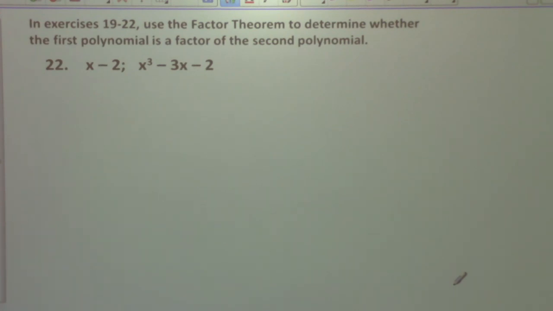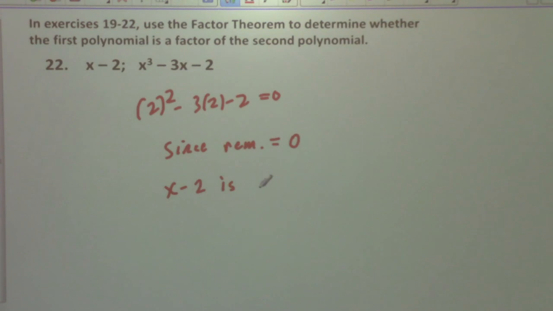Okay, Will's answering. Okay, what do we got here? Give us the last one. All right, plug in the 2, so that x cubed becomes 8 minus 6 minus 2 equals 0. Since the remainder is 0, x minus 2 is a factor.